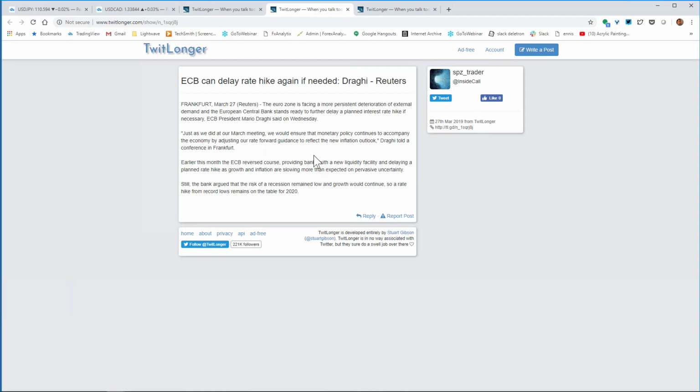And the ECB can delay a rate hike again if needed, says Draghi, as the Eurozone is facing a more persistent deterioration of external demand. The European Central Bank stands ready to further delay a planned interest rate hike if necessary. Just as we did at our March meeting, we would ensure the monetary policy continues to accompany the economy as it adjusts, adjusting our rate forward guidance to reflect the new inflation outlook, Draghi told the conference.